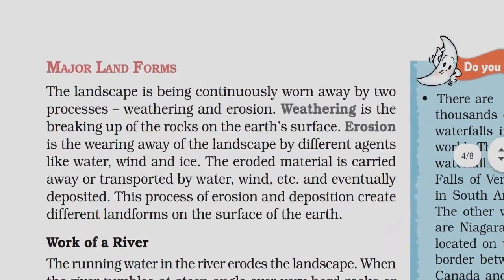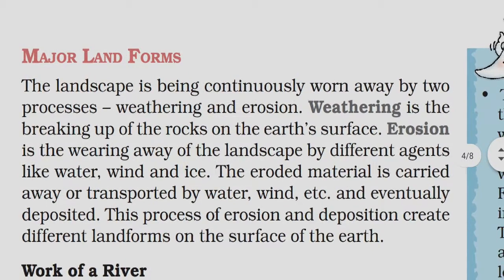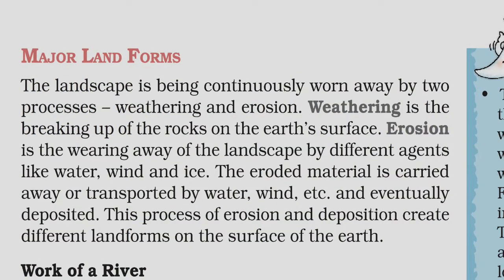Okay, so let's go through it. The landscape is being continuously worn away by two processes known as weathering and erosion. So let's see what is weathering and what is erosion. Weathering is the breaking up of rocks on the earth's surface.